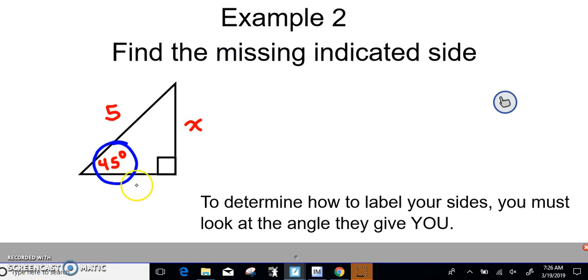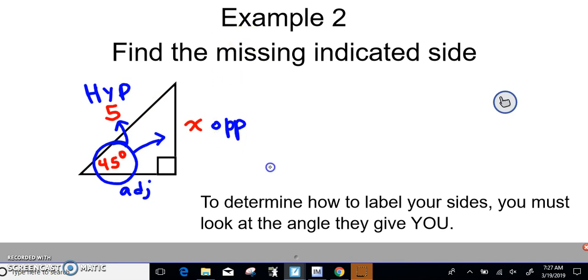So here we have angle 45. Across from that is the opposite side, over here. The longest side every single time is your hypotenuse. Again, look at the angle they give you. Whichever side is across from it is your opposite side. The longest side is your hypotenuse. And what's next to the angle is your adjacent side. So this side is next to this angle, so that's adjacent. Across from it is opposite, and over here the longest side is the hypotenuse.